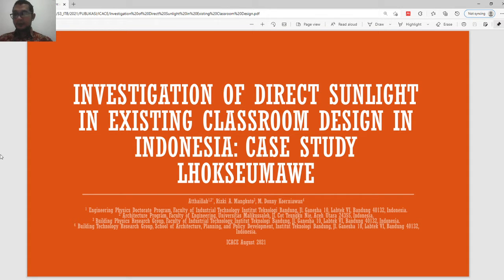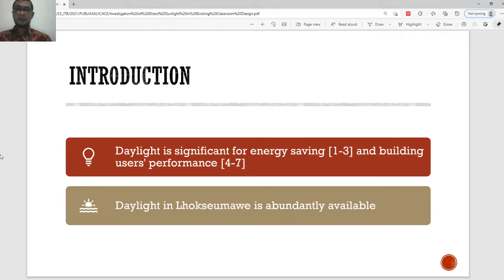All right, without further ado, the investigation of direct sunlight inside school classrooms in Indonesia is currently missing. However, daylight is significant for energy saving and building user performance, as we have known. And also, daylight in Loksmawe is abundantly available since Loksmawe is located in the coastal area of Indonesia.